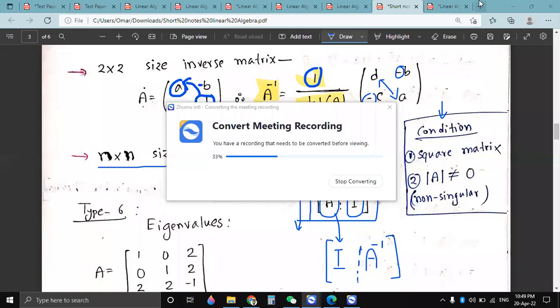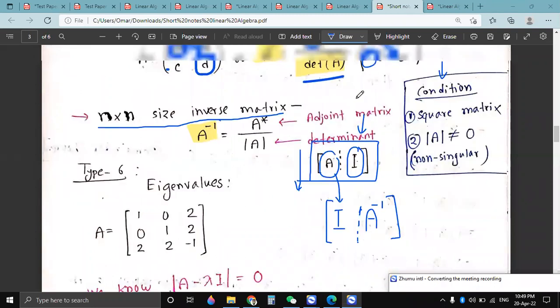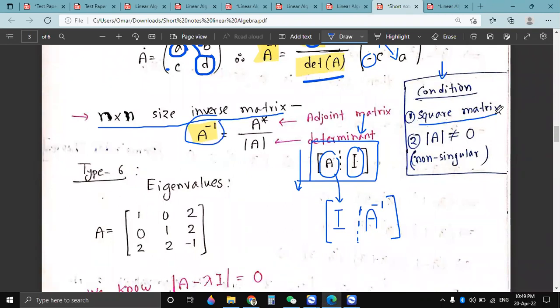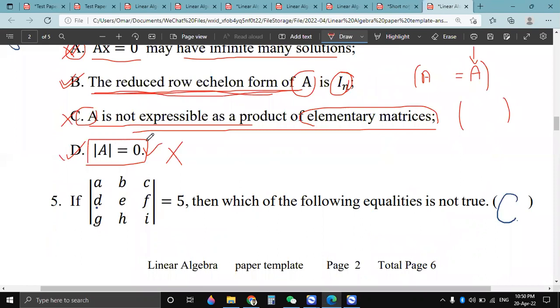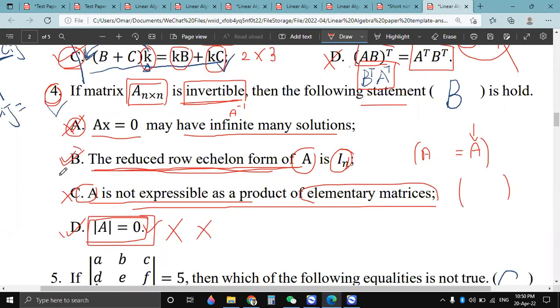Okay, so let's begin. If you look here in my notes, you will see that for an inverse matrix, the condition is that it must be a square matrix, and the determinant of this matrix must not be equal to 0. That means it is a non-singular matrix. But if you look at the fourth option, it says that the determinant of A is 0. According to the condition, this is not true. So we can say that our B option is right.